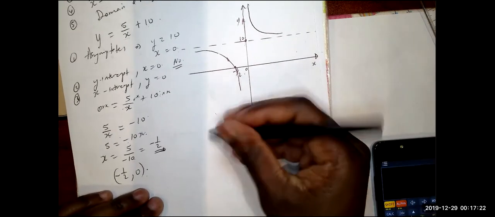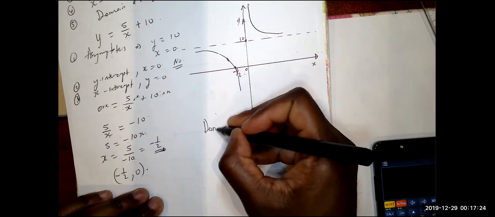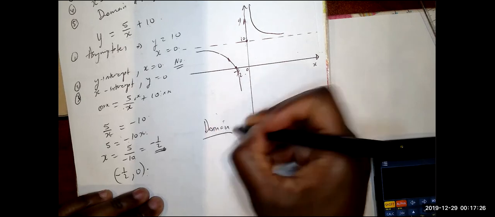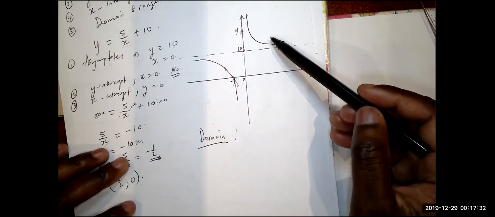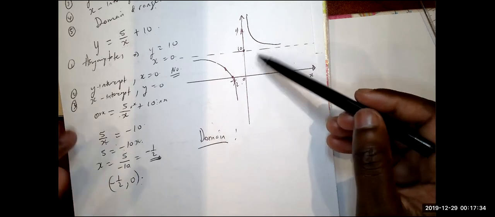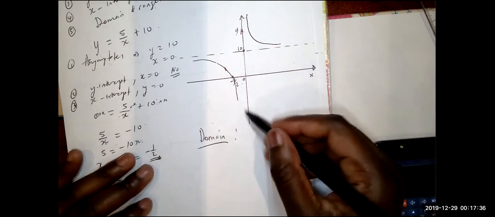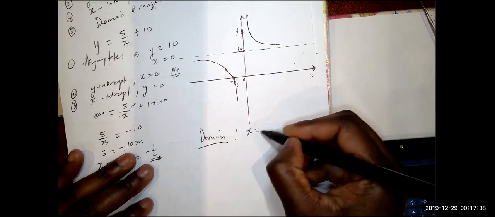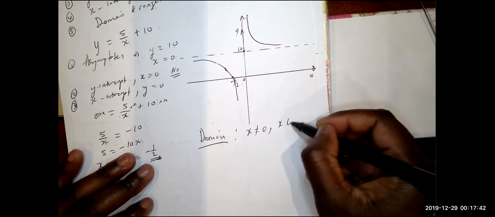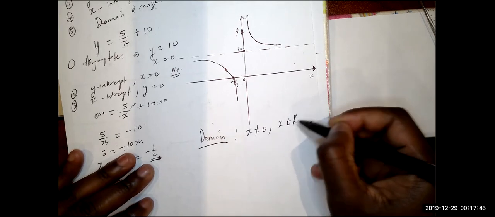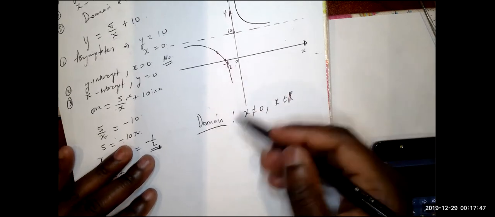Let's see the domain there. What is going to be our domain? We know that the domain is the x values. So in terms of x values, we just know that x must not be equal to 0, and x is an element of real numbers. Then what about the range?